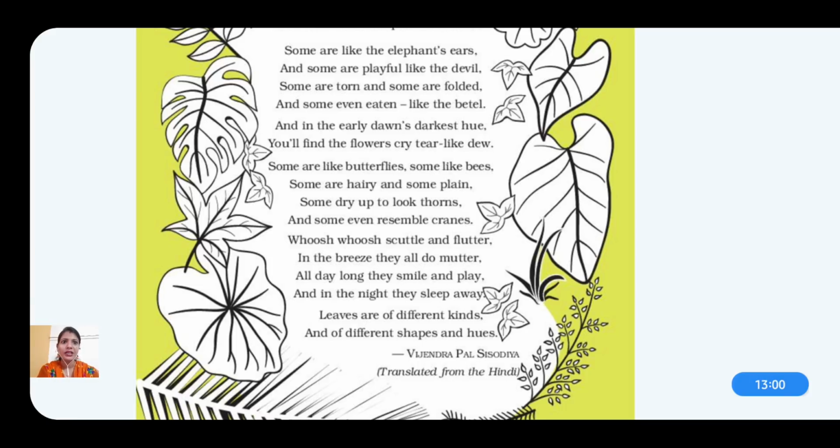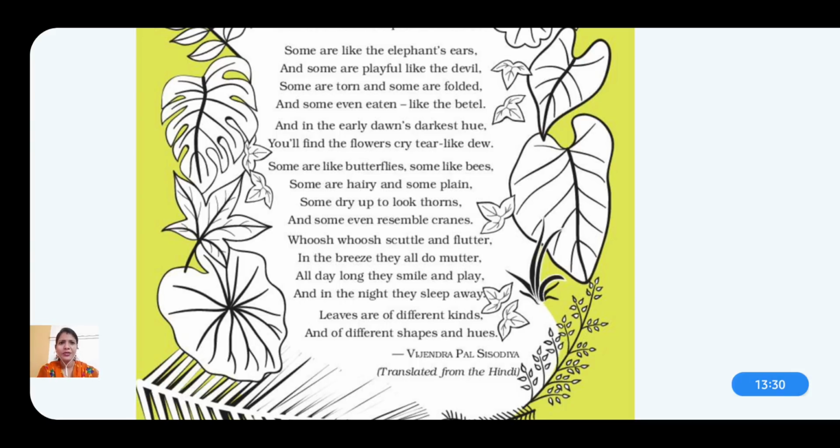Whoosh whoosh, scuttle and flutter. In the breeze they all do mutter. All day long they smile and play, and in the night they sleep away. We all know at night all the leaves, all the plants, they sleep, isn't it? That's why it is told that do not pluck any leaves. How do you feel if somebody wakes you up when you are sleeping? You feel very bad, na? Same way. Now leaves are of different kinds and different shapes and hues.